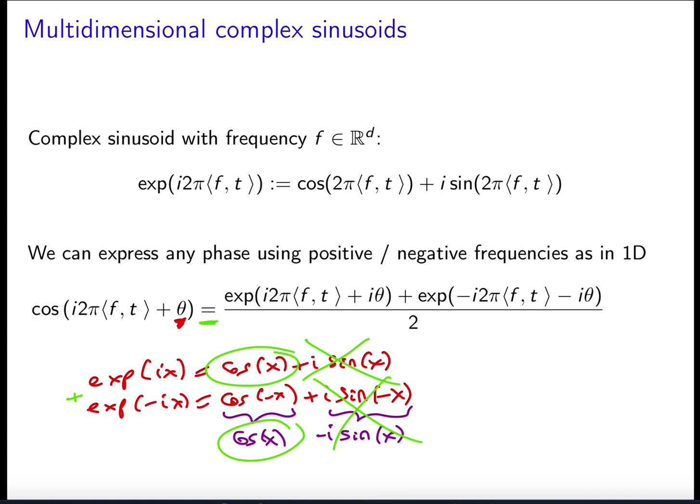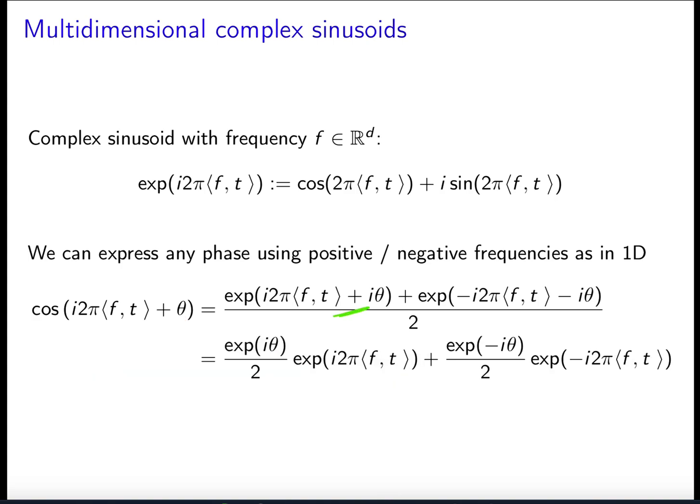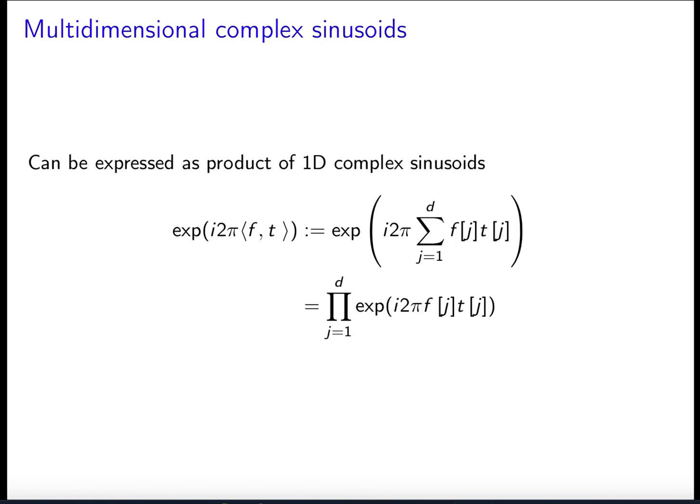And now because we have the exponential of this sum, we can factor it into the product of the exponentials, and the phase comes out as a complex coefficient, and we have two basis functions that do not have any phase dependence, which is great because now we can express any multidimensional real sinusoid with any phase as a linear combination of just two basis functions. It's exactly the same idea as in one dimension.